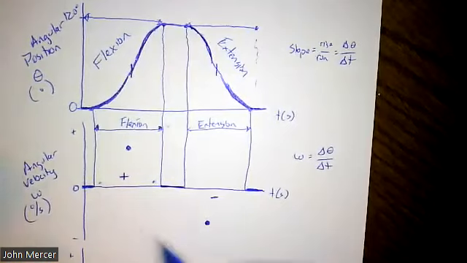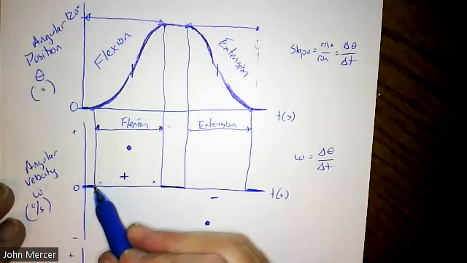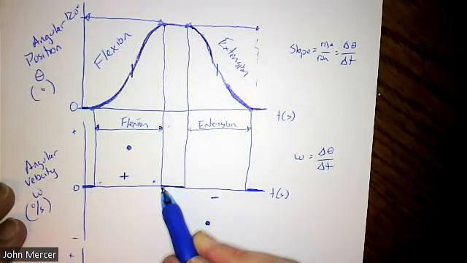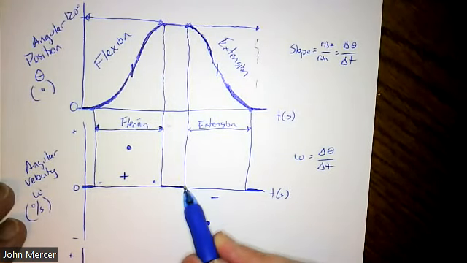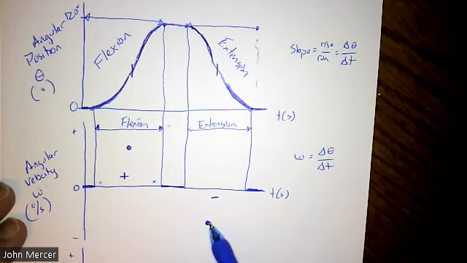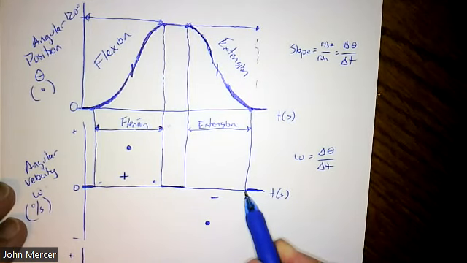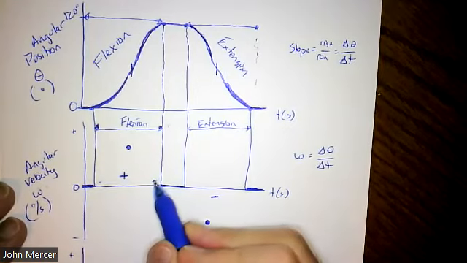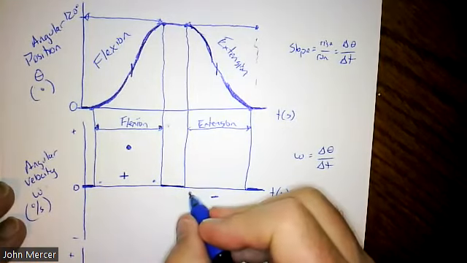All right, so once again, I've got a starting point for velocity, no velocity. I've got a maximum flexion velocity. I go back to 0 velocity. I hold 0. I go to maximum extension velocity, and then back to 0. And like I introduced these little dots here, I can do the same thing.